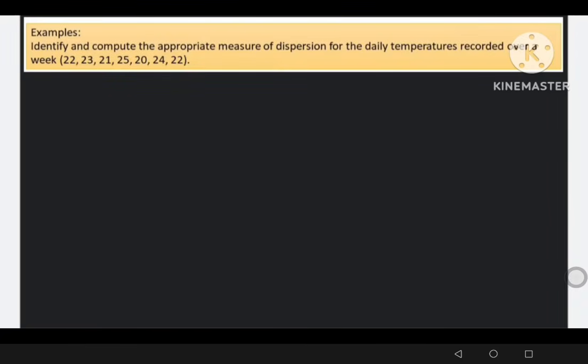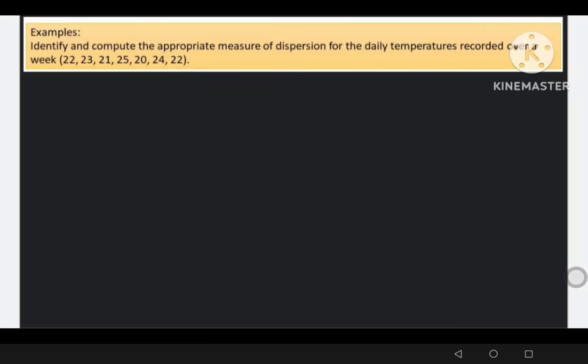Let's have here another example. Identify and compute the appropriate measures of dispersion for the daily temperatures recorded over a week. So we have our given datas. We have 22, 23, 21, 25, 20, 24, and 22. So we have 7 datas given.